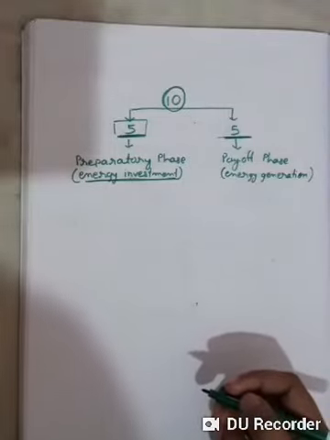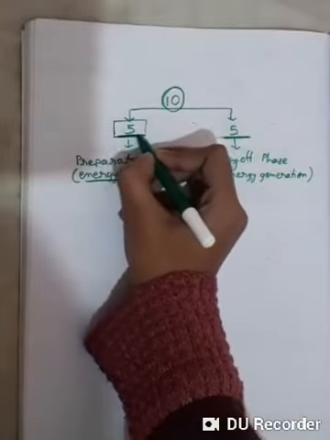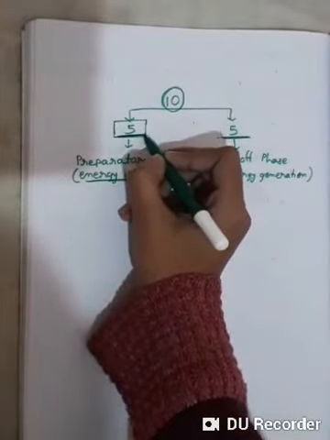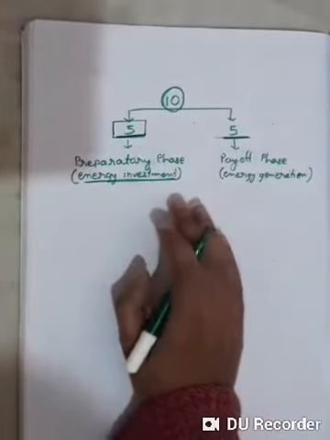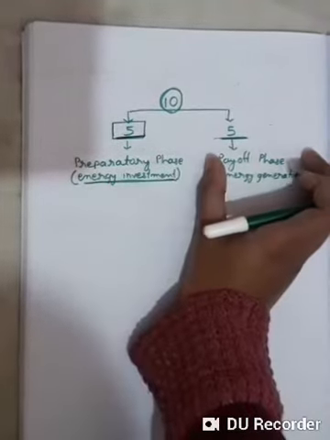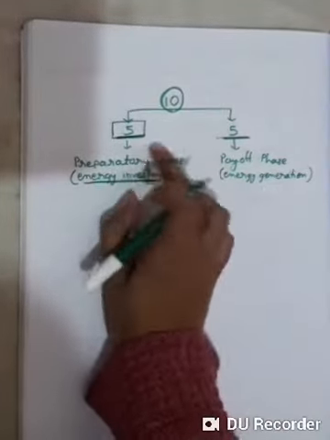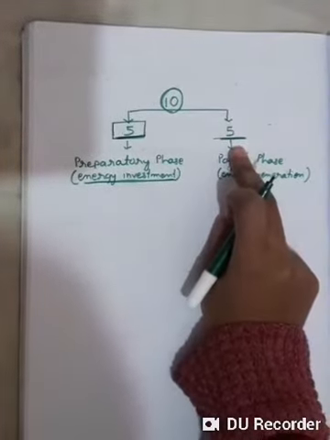Hello friends, today in this video we are going to discuss the first 5 steps of glycolysis. As you know, there are a total of 10 steps in the overall process of glycolysis. We can divide it into 2 phases. The first 5 steps are the first phase and the second 5 steps are the second phase.